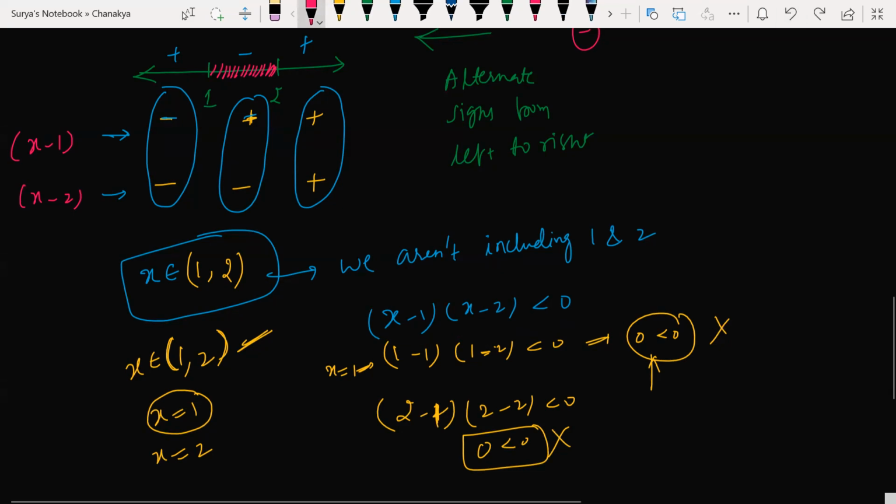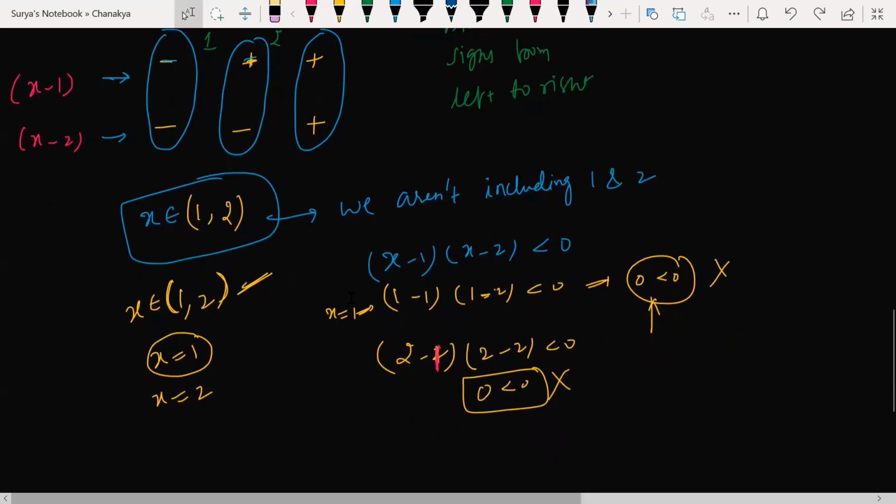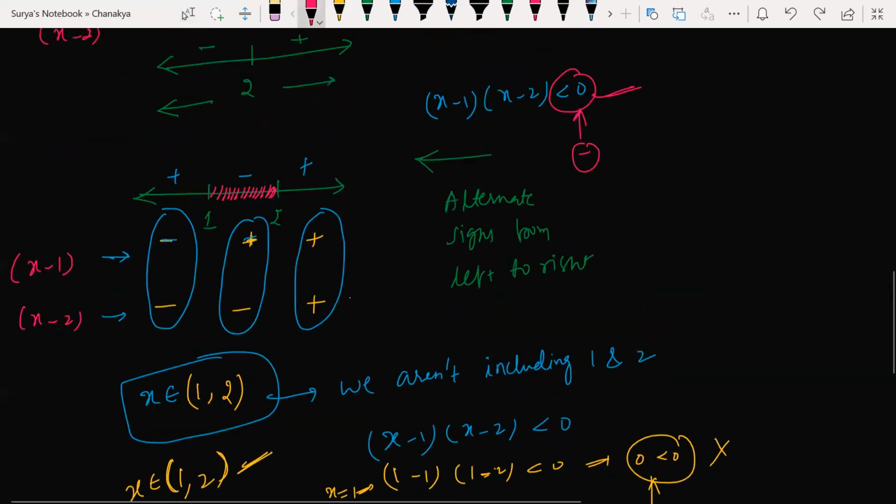I'm not getting a proper answer. 0 less than 0 is not a proper answer. Same thing here, 2 minus 1, 2 minus 2, I'm getting an invalid answer again. You understand? That is why we are not including 1 and 2. This is the region I selected. Why did I select this pink region? Because of the symbol given in the inequality.